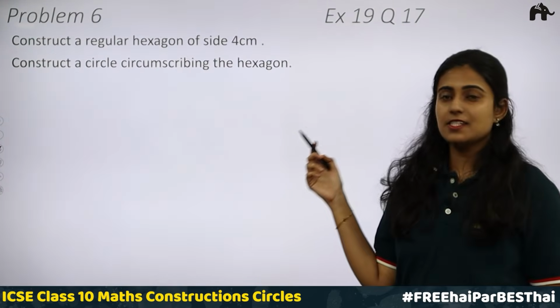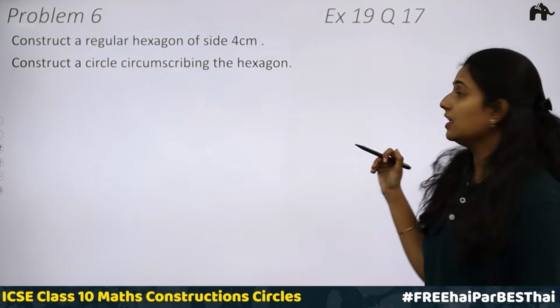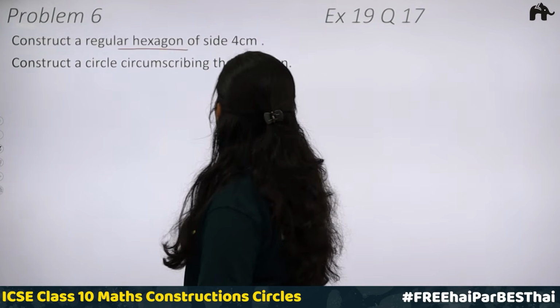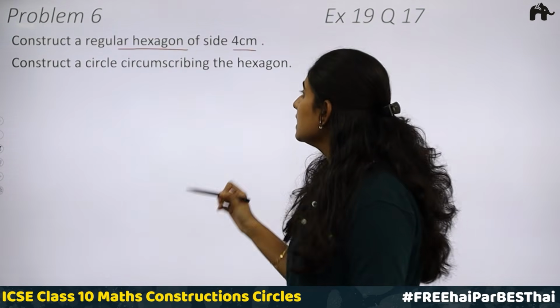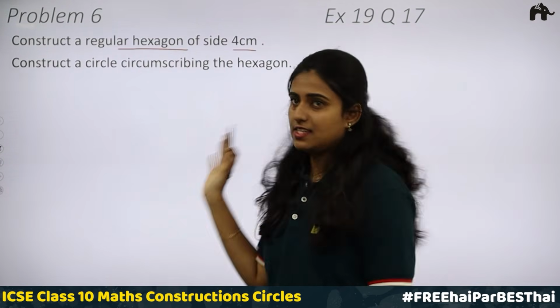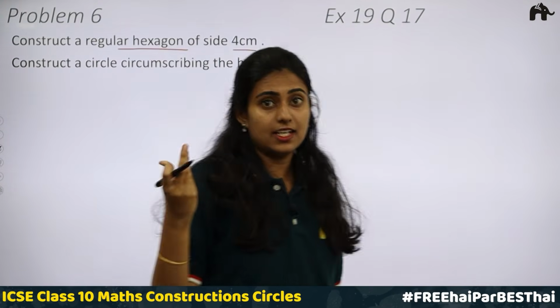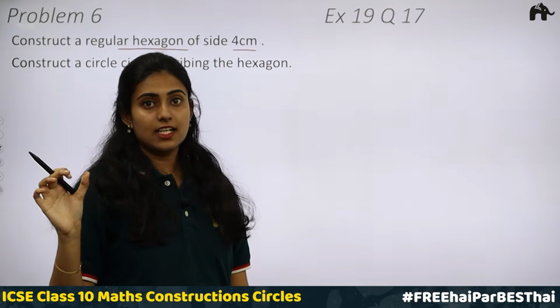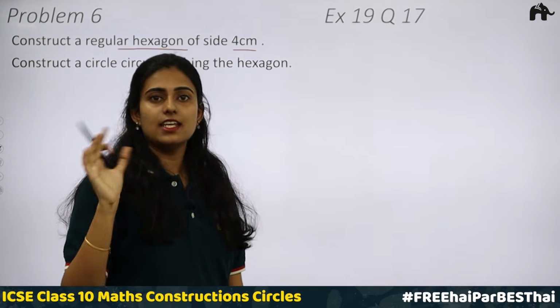Understood? Next, problem number 6, question 17 of exercise 19. Construct a regular hexagon of side 4 centimeter. Construct a circle circumscribing the hexagon. What is a hexagon? Regular hexagon. Hexagon is a 6-sided polygon, and regular hexagon is a hexagon with all sides equal.